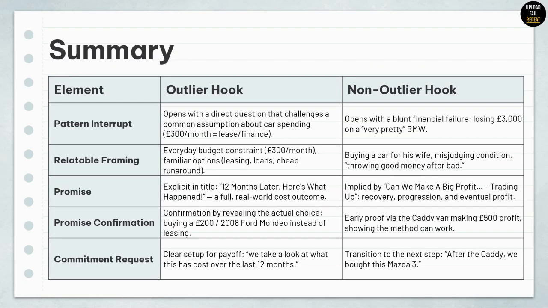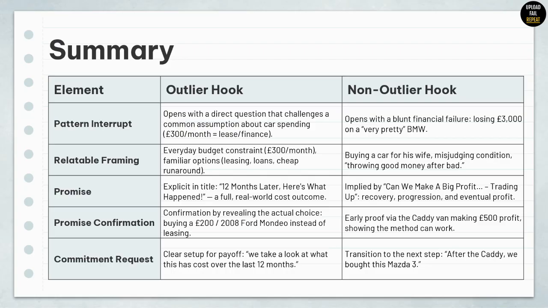So as a summary of the table, we've got the pattern interrupt. So this is important. It opens with a direct question that challenges a common assumption about car spending, £300 a month versus lease or finance. The promise is explicitly in the title, so 12 months later is what happened, a full real-world cost outcome.